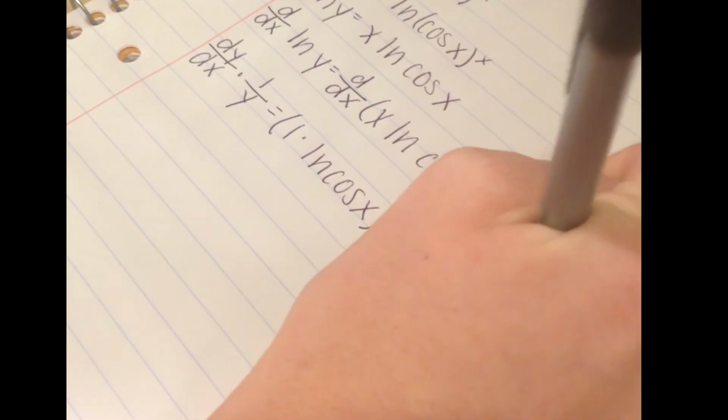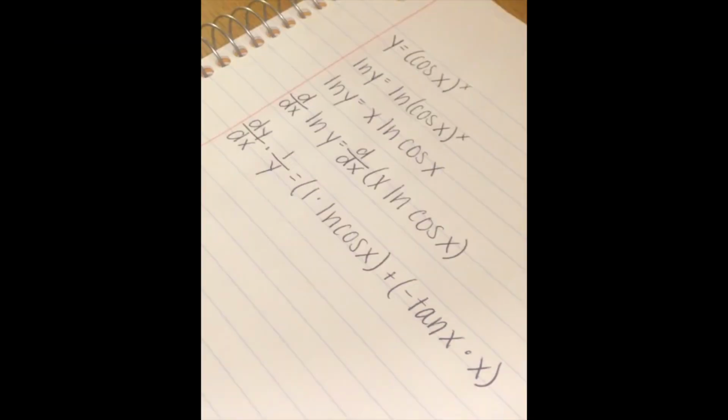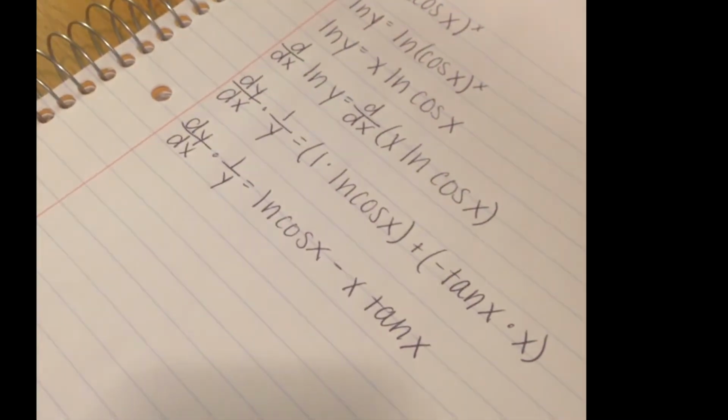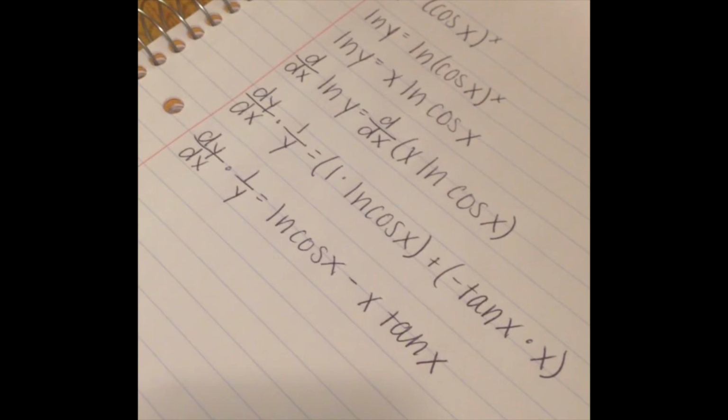Back to the product rule, you eventually get 1 over y equals 1 times the natural log of cosine x plus negative tan x times x. Now you can rewrite the equation fixing the signs, getting 1 over y equals natural log of cosine x minus x times tan x.